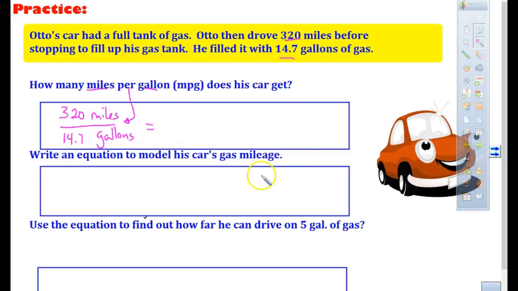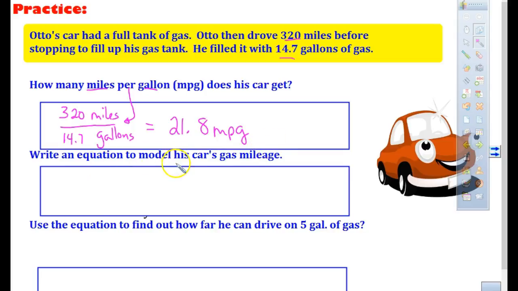What do you got, Haley? 21.7 what? Was it did it end at 0.7 or what's on your calculator? 0.76. So if we were going to round it to the nearest 10th, we would probably go 21.8. And in this case, I'm going to write it out this way, miles per gallon. If you like writing out the whole words, you could.